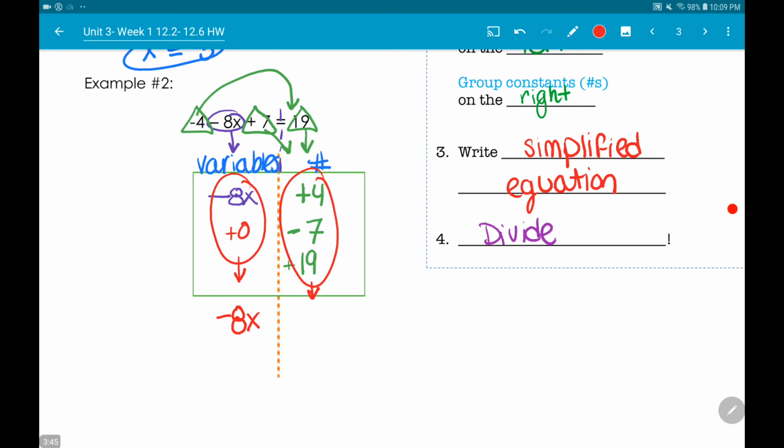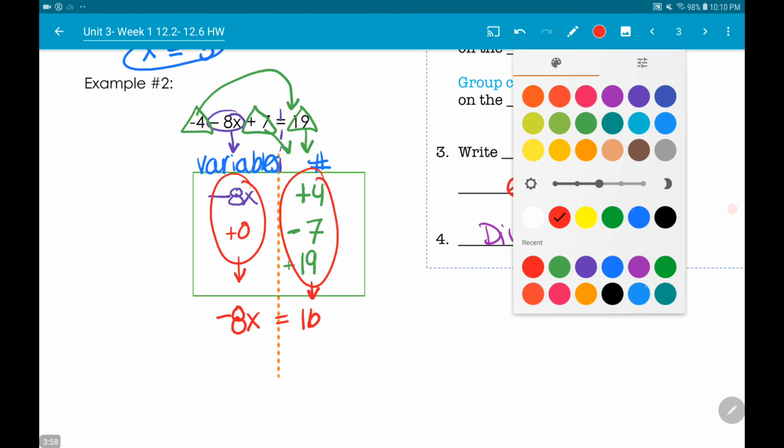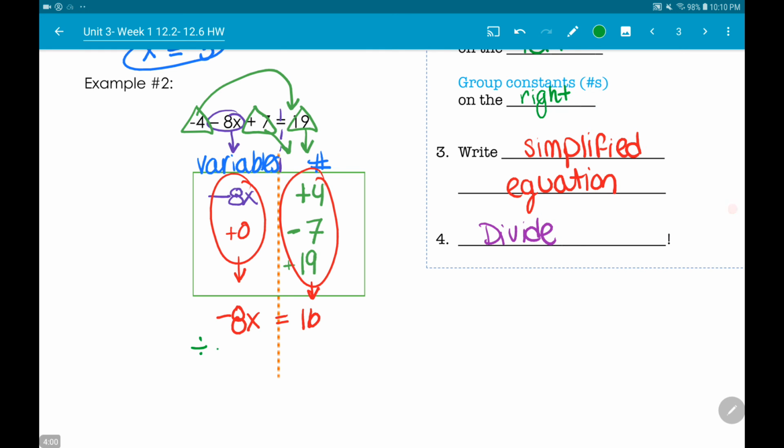All right, so I have positive 19, positive 4, and then minus 7. What does that get me? So you should have gotten 16 positive. All right, and last step. Divide our coefficient, or the number in front of x. And I need to make sure to include that negative sign. Cancels. And on this side, I'm left with negative 2.